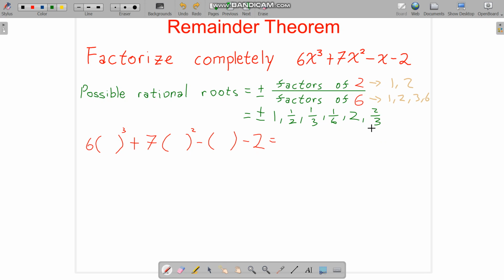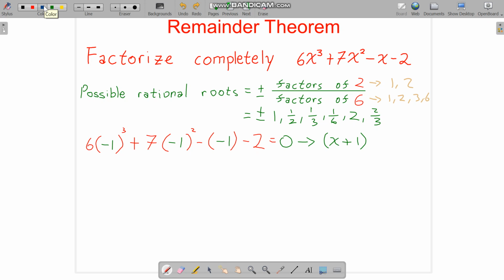Let's try minus 1. So if we plug in minus 1, we get minus 6 plus 7 plus 1 minus 2. 8 minus 8, 0. So it turns out minus 1 is a root, and x plus 1 is a factor, so we have one factor here. Now if we want to keep trying, it's a bit long because we have to try 11 possibilities. The factor can be the 11th one if you want to try one by one.